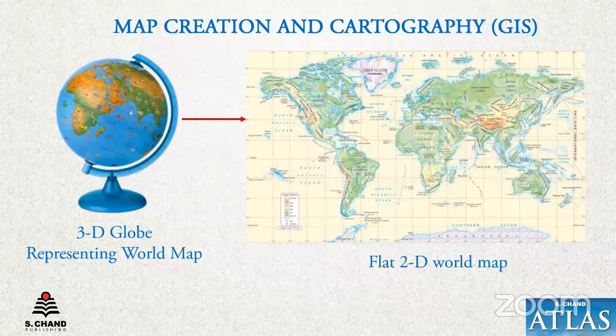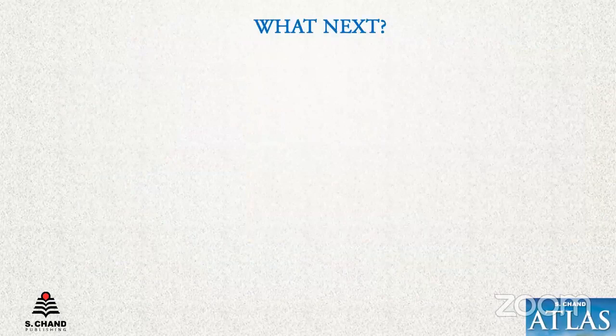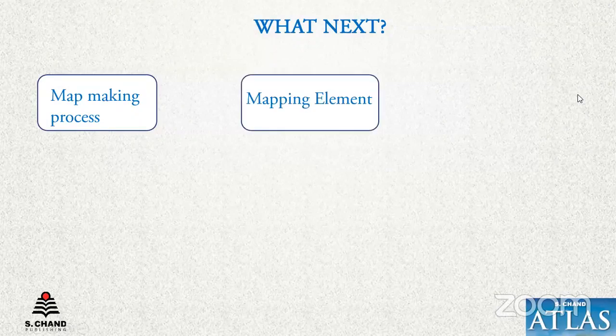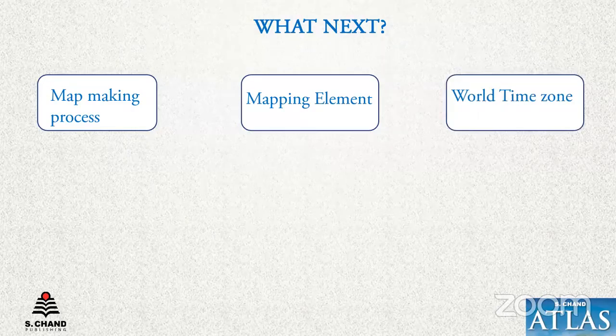What different processes do we follow while preparing any type of map, whether it is political, physical, thematic, world map, anything? In this preparation, I will cover some important topics. What is the mapping process we follow? What mapping elements are required, which must be in one map? And the third part we will cover is the world time zone.